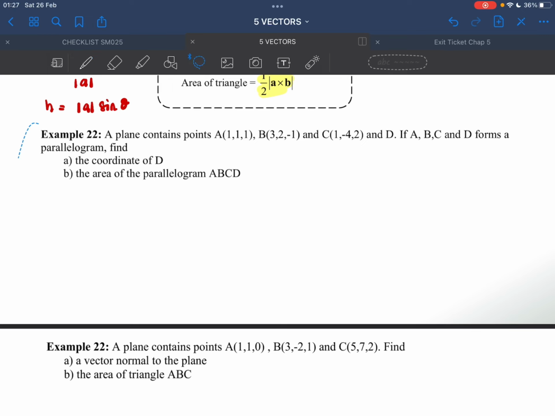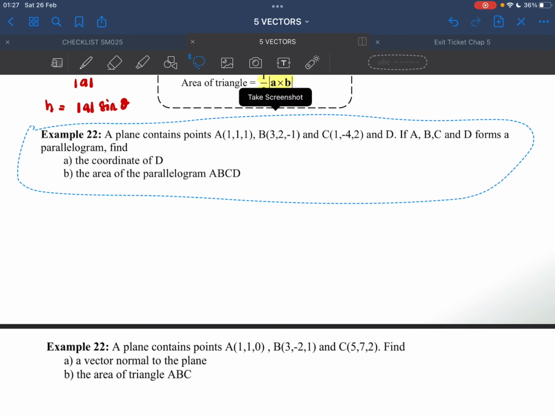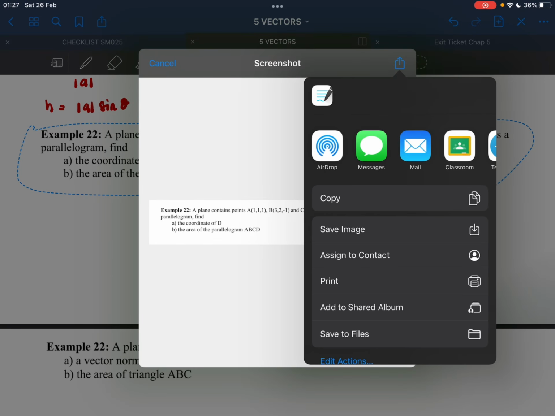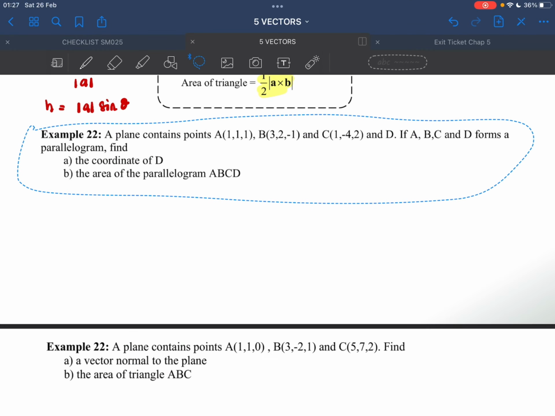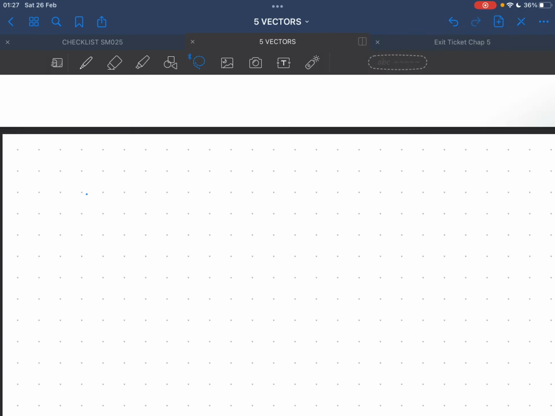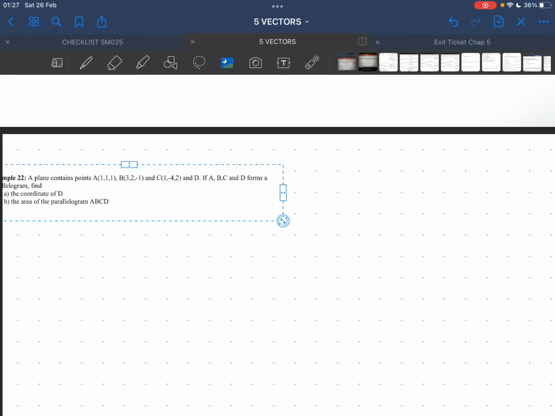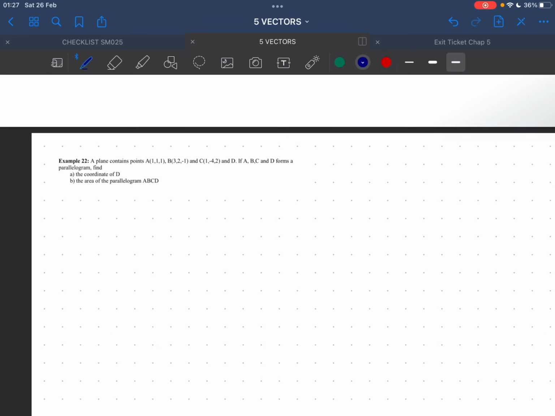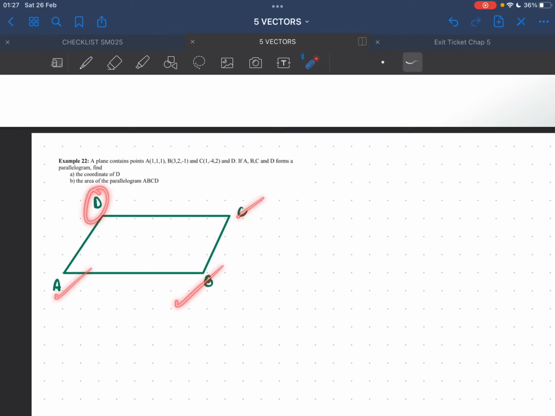Okay, I'm just going to quickly copy this. Okay, let's do that here. So now let's draw a diagram. Obviously a parallelogram. Okay, here we have the parallelogram, which is labeled as A, B, C, D. Okay, we know the points A, B, C. We don't know the point D. We want to find the point D.